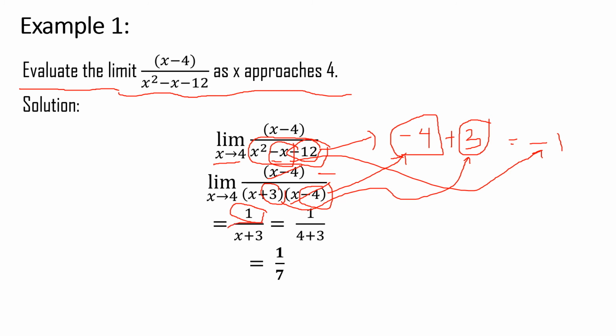Then we copy the remaining terms in your denominator. That will be x plus 3. Now, let's apply the value of x, which is 4, since x approaches 4. So we substitute this 4 as a value of x here. That's why it's 4 plus 3. So that will be equal to 1 over 7. So your final answer, if you're asked to find the value of the limit of x minus 4 over x squared minus x minus 12 when x approaches 4, the final answer is 1 over 7.